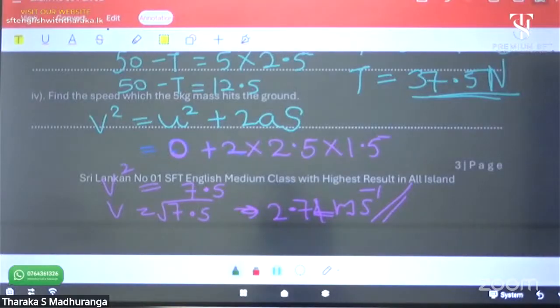Easy. You have to select a motion equation without time, because we don't know the time.